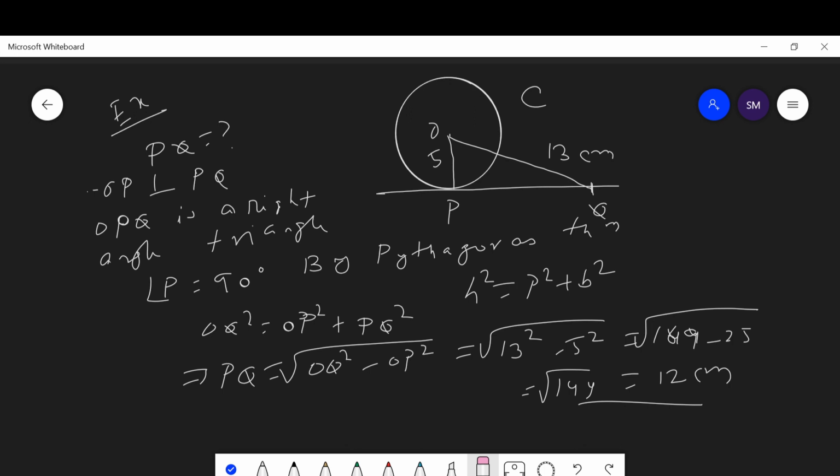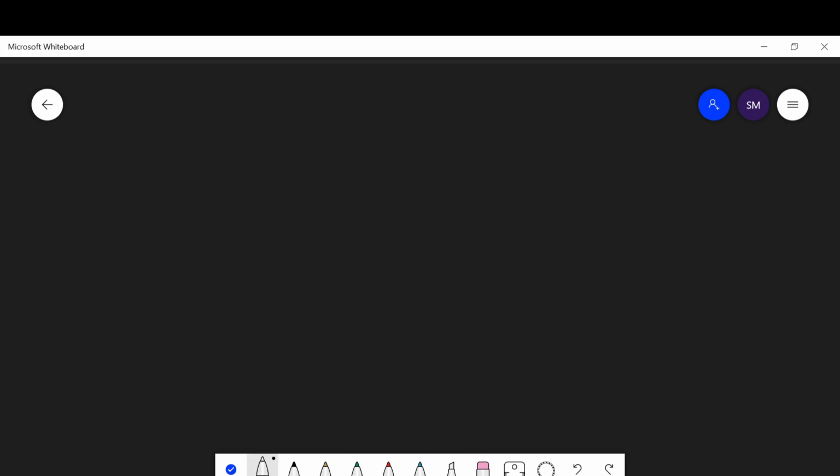Then let us discuss some properties of tangents. A point common to a tangent and a circle is called the point of contact. Suppose this is the circle C and AB is the tangent to the circle and O is the center. The common point between the circle and the tangent is the point of contact P.